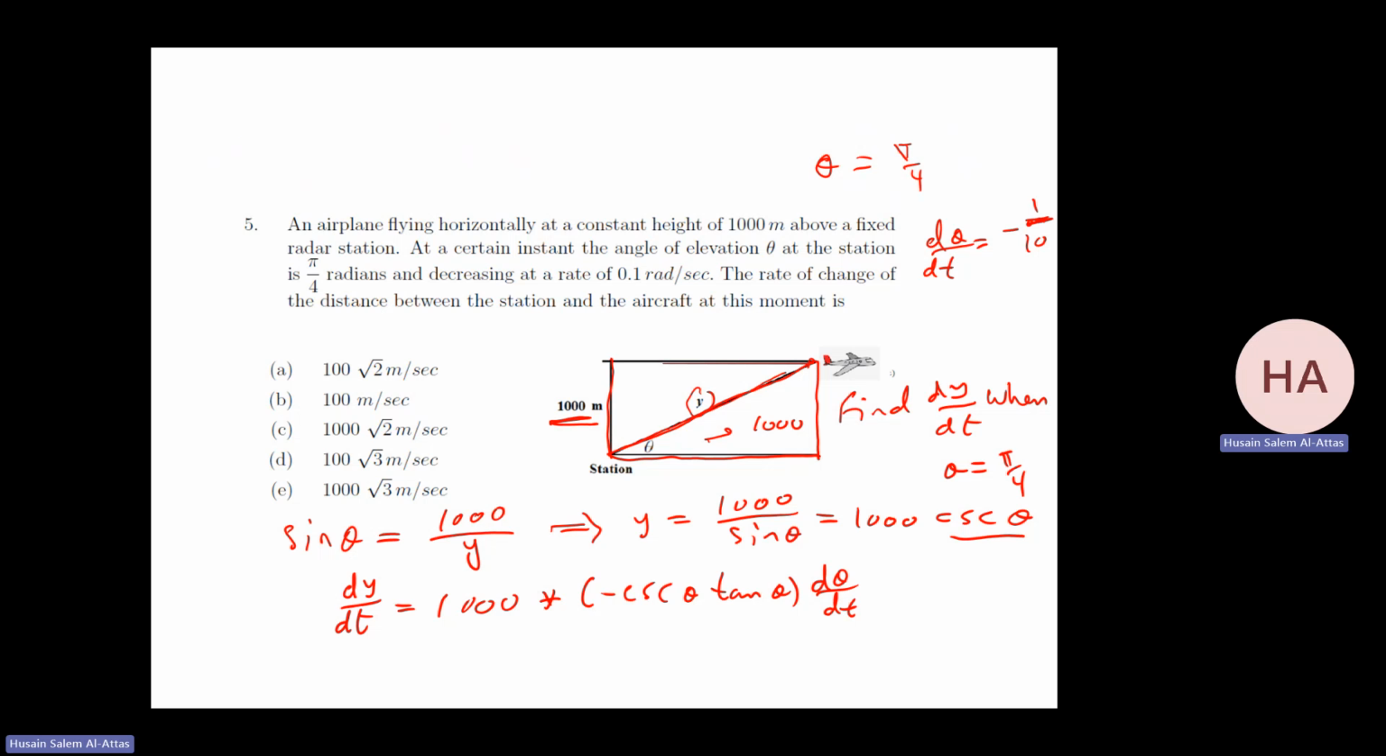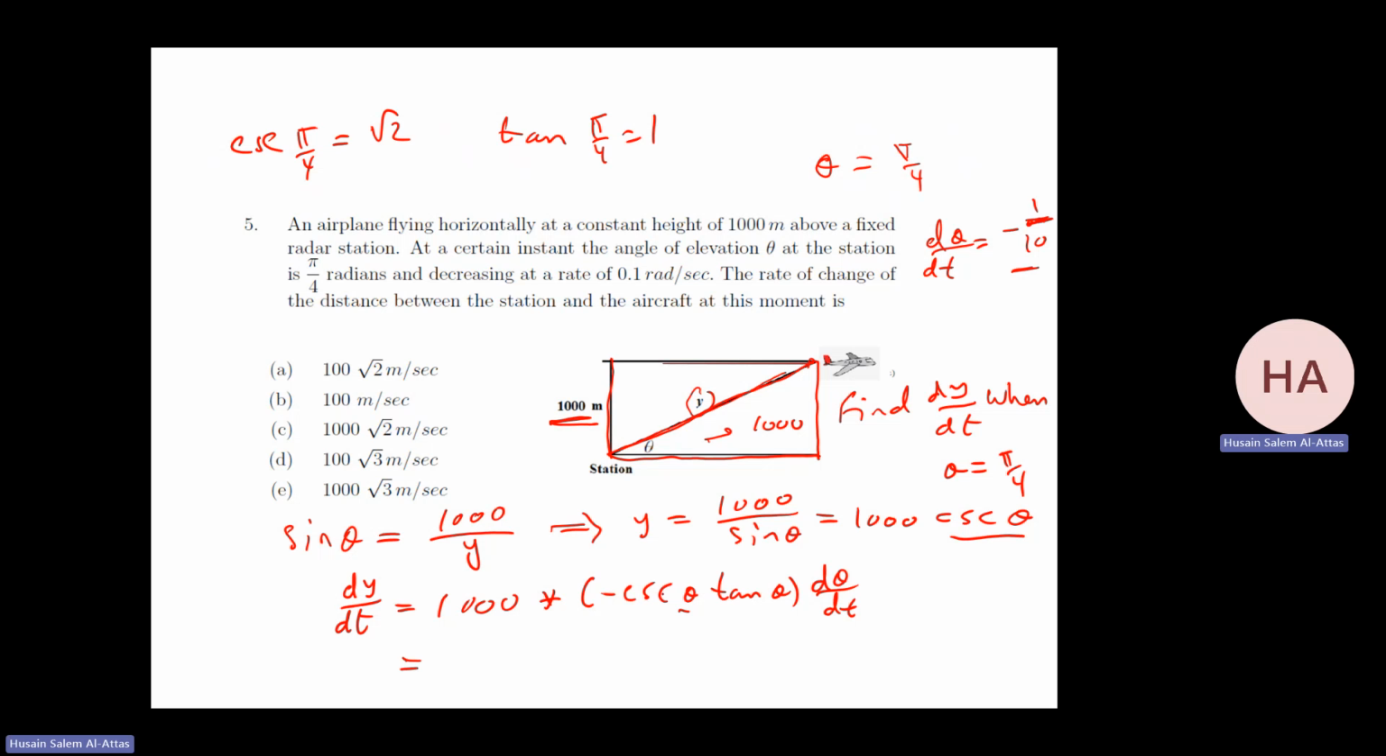And they gave us this, which is minus 1 over 10. Theta is pi over 4. I know cosecant pi over 4 is what? Sine is 1 over square root of 2, reciprocal of that, square root of 2. And tan pi over 4 is equal to 1. Okay, now let us plug the numbers.